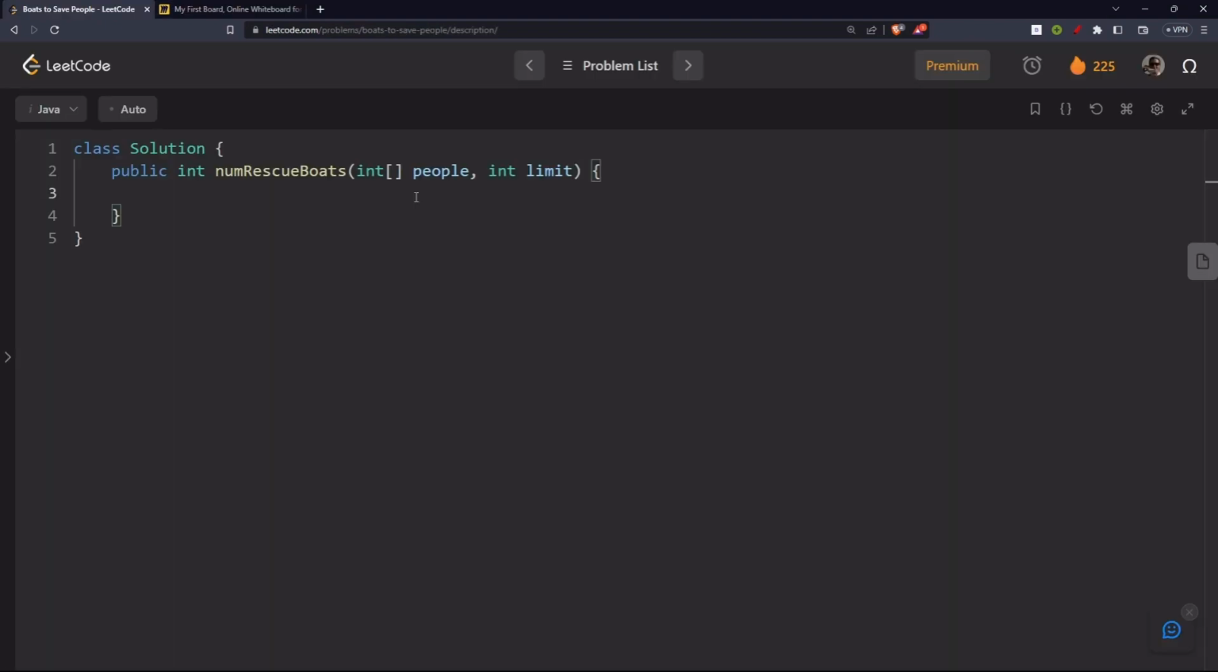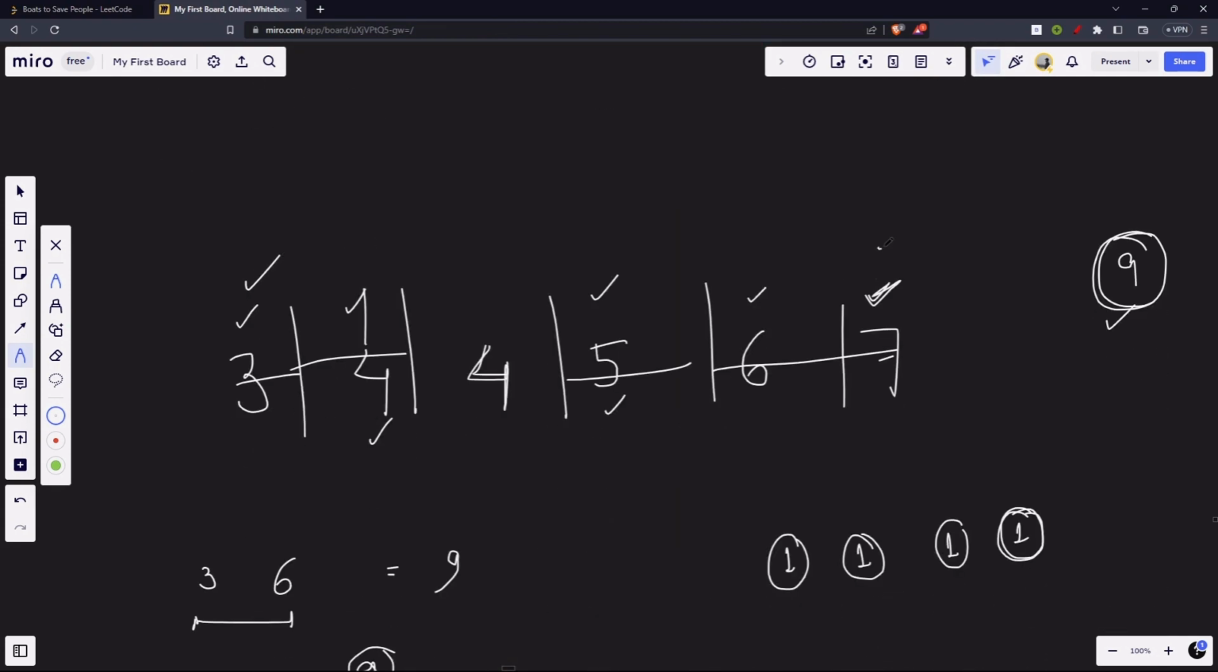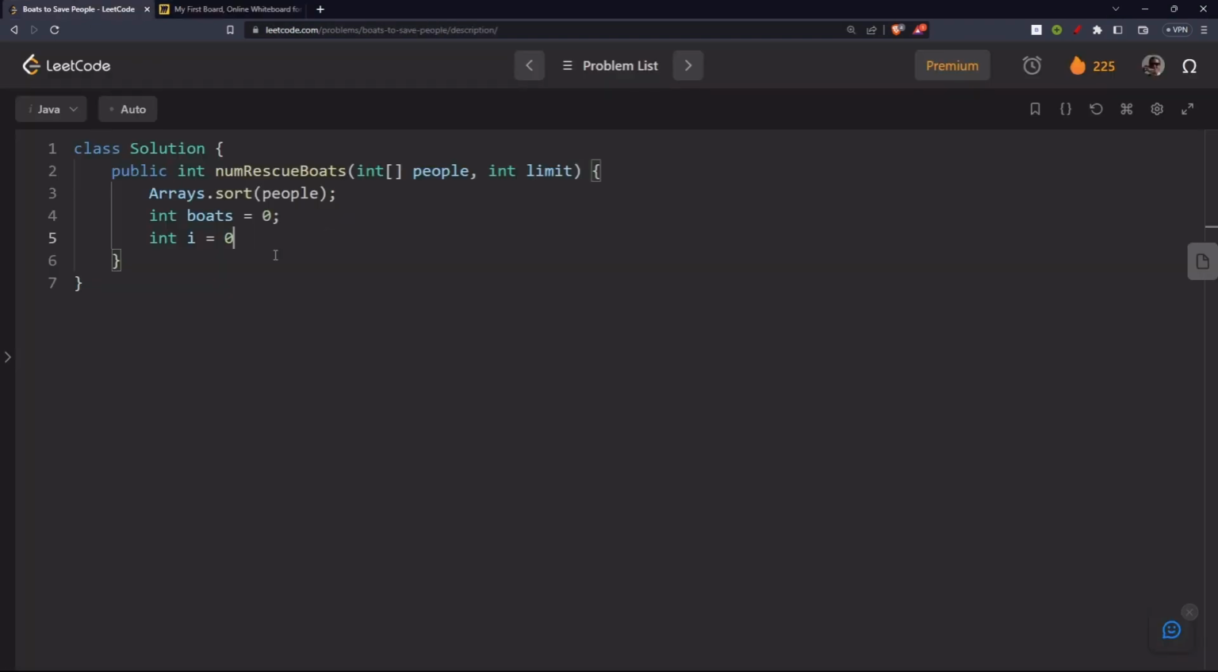Okay, so let's start writing the code. What are we going to do? We are initially going to sort our array, for our convenience, and we will need a variable which will count the number of boats that we are going to use. And two pointers, where and where? One would be here and one would be here. So 0th position and length minus 1 position. We are going to use a two pointer approach. i equals 0, j equals people dot length minus 1.